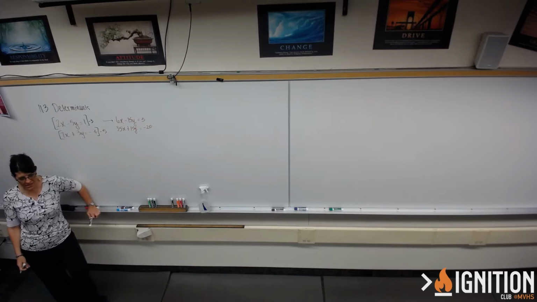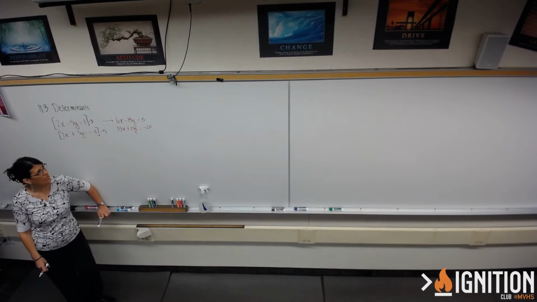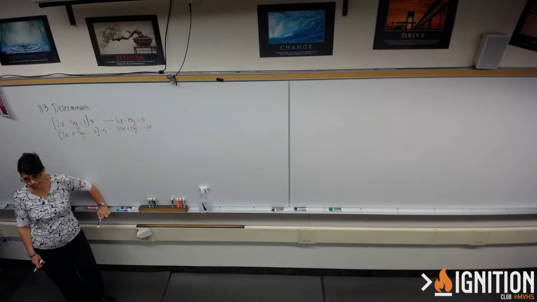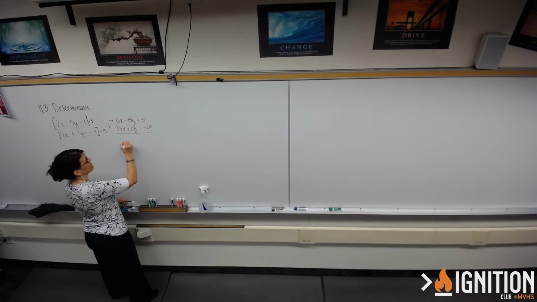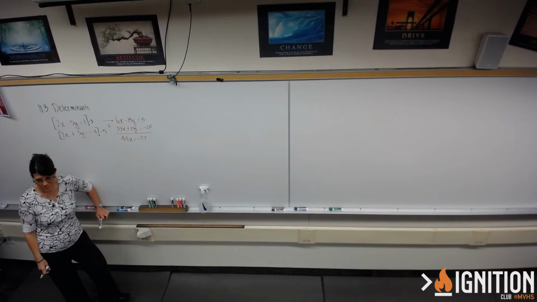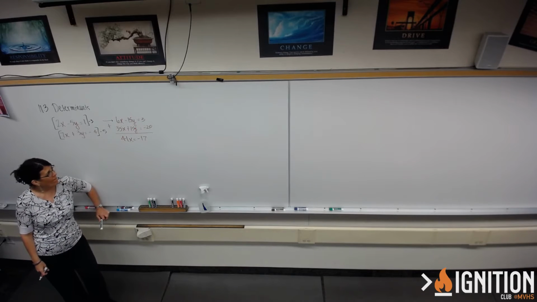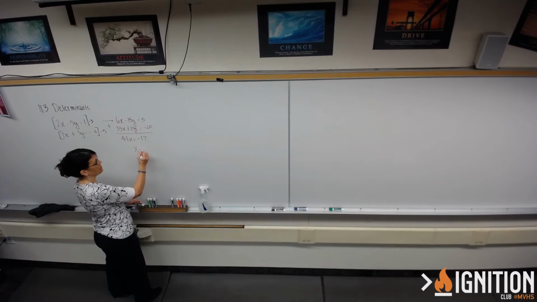Careful you don't drop the negative, especially if you have not so nice handwriting. Many times this negative just falls into your equal sign or whatever. All right, what do you get? 41x equals negative 17. What's x? Negative 17 over 41.